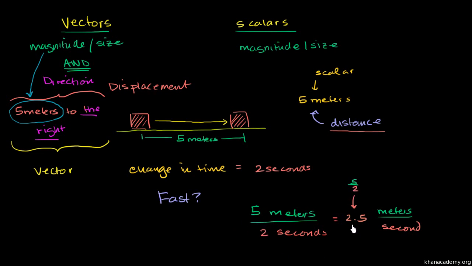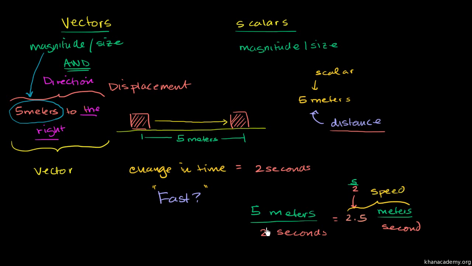So my question to you: this 2.5 meters per second tells you how far it traveled in a certain amount of time. Is this a vector or a scalar quantity? It is telling you how fast it went, but is it giving you just a size of how fast it went, or is it also giving you direction? Well, I don't see any direction here. So this is a scalar quantity. And the scalar quantity for how fast something is going is speed. So we could say that the speed of the brick is 2.5 meters per second.